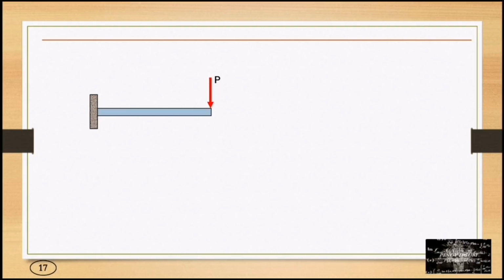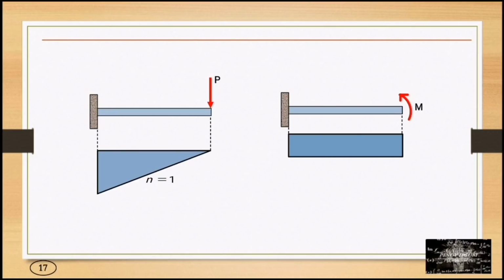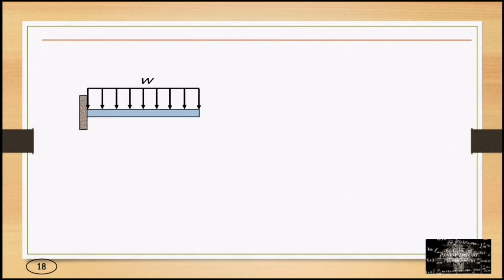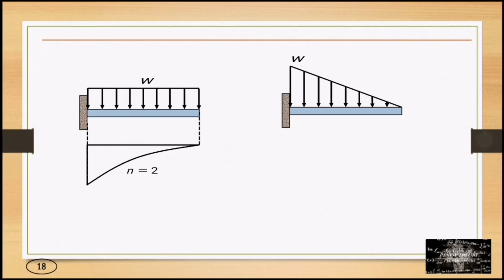Then ito yung mga moment by parts, moment diagram by parts. So single load, so we have triangle. Yung n is equal to 1. Then for the moment, so rectangular yung shape. Then yung n is equal to 0. Then for uniform load, so we have n is equal to 2. Then for the triangular load, yung n is equal to 3.